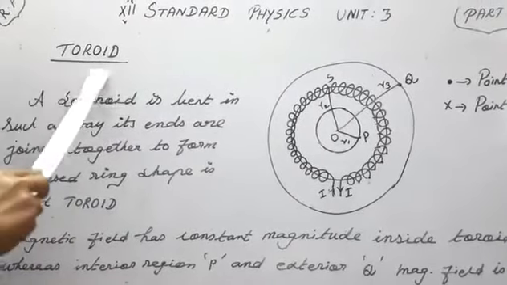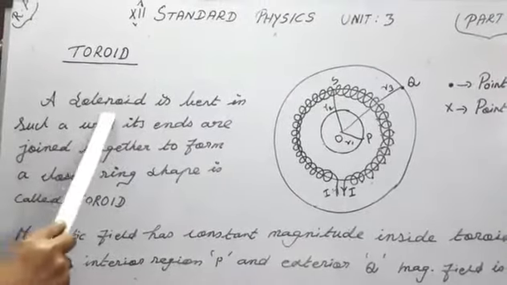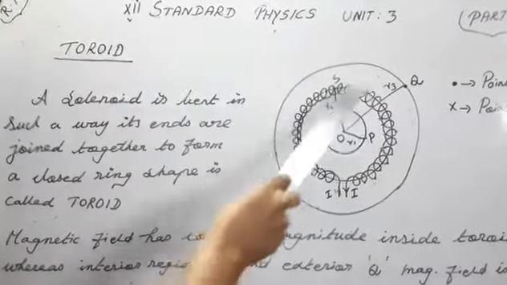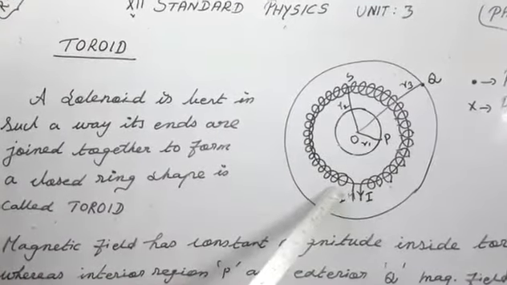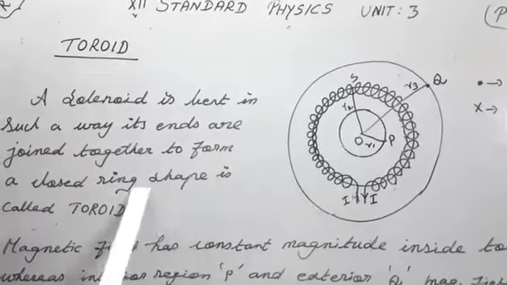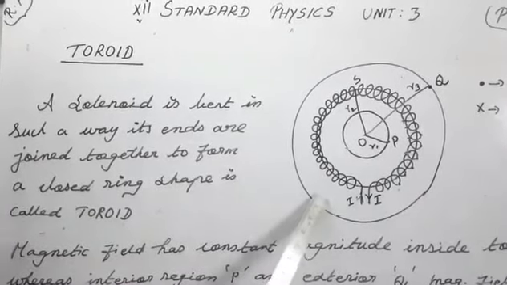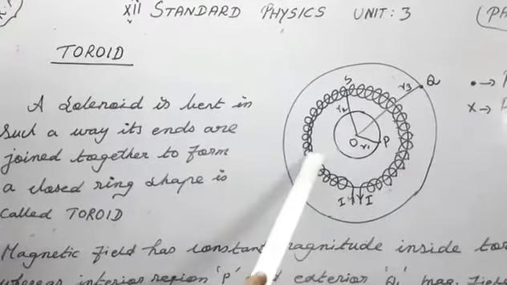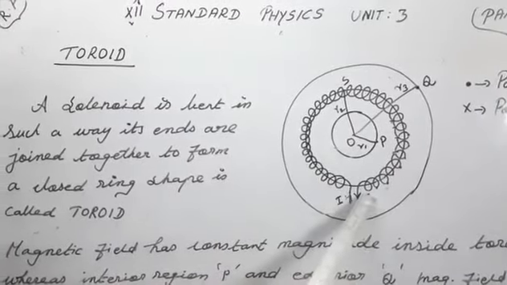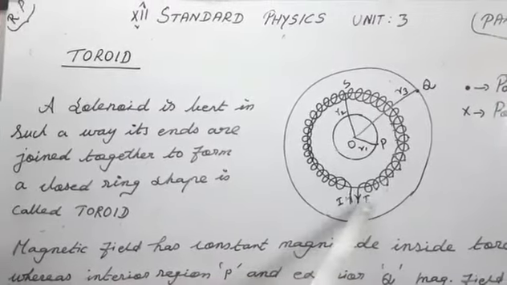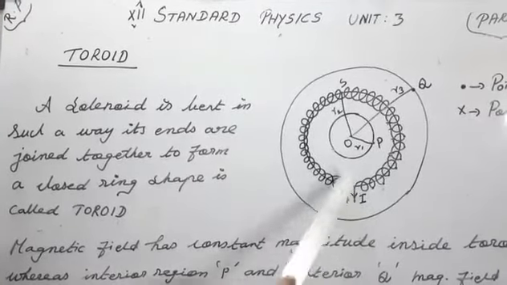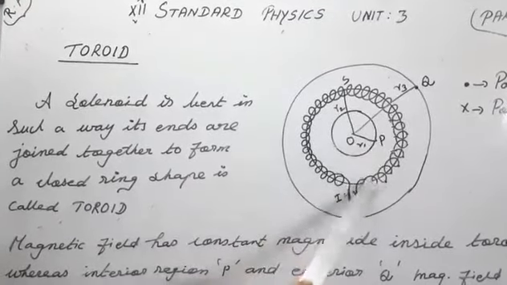Our next topic is toroid. A solenoid that is bent in such a way that its ends are joined together to form a closed ring shape is known as a toroid. Here in this diagram, there is a loop wound on the surface, which looks like this ring, and this is known as a solenoid. Here the current passes through one end and comes out from the other end.